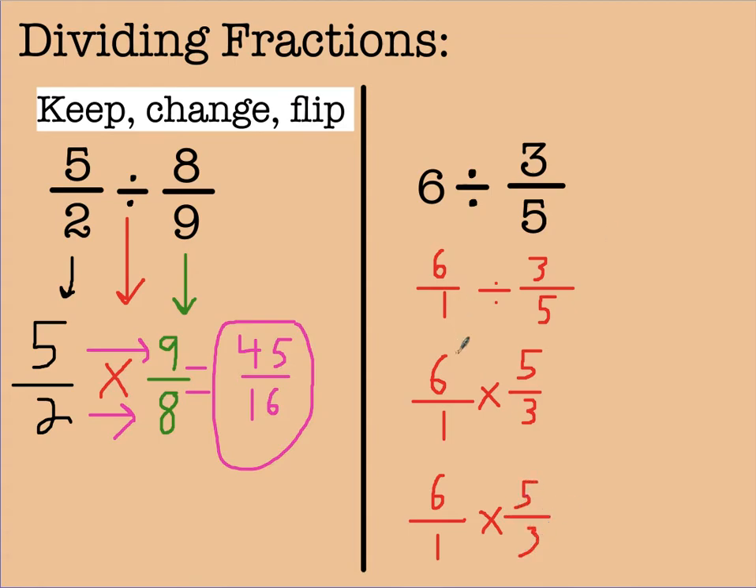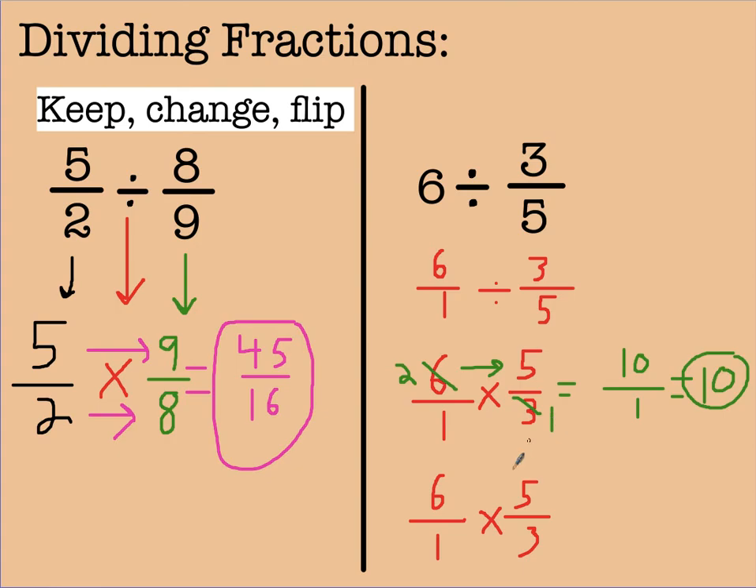First, I'm going to simplify right away. 6 and 3, they both divide by 3. 3 divided by 3 is 1. 6 divided by 3 is 2. If I multiply straight across now, 2 times 5, I get 10. 1 times 1 is 1. 10 over 1 simplifies to 10. So we should get the same answer the other way too.